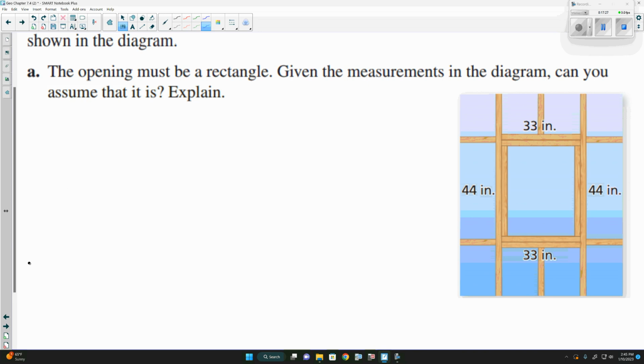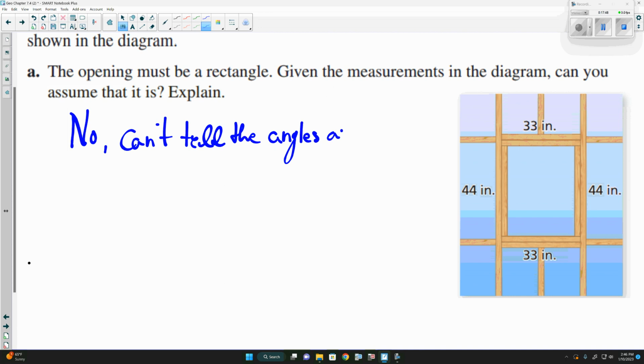So, right, we can't, because we don't know that it is a rectangle. By definition, a rectangle has 4 right angles. We can't tell this has 4 right angles. So no, we can't assume it. Can't tell the angles are right angles, because unfortunately, they might be incorrect angles.